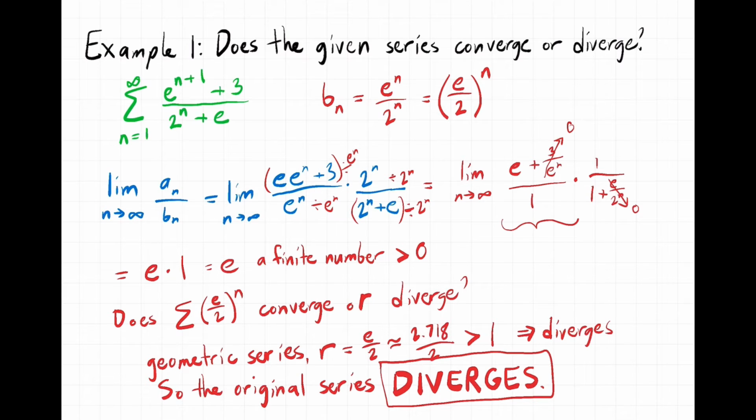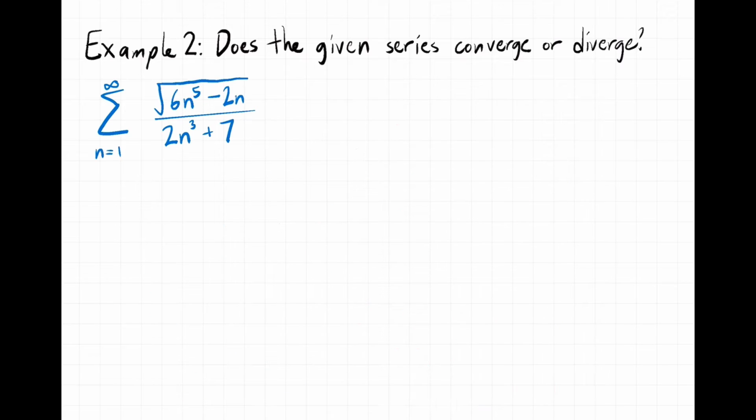And there's our answer. Let's look at one more example. The sum as n goes from 1 to infinity of the square root of 6n to the 5th minus 2n, all of that over 2n to the 3rd plus 7. This is another really tricky one.